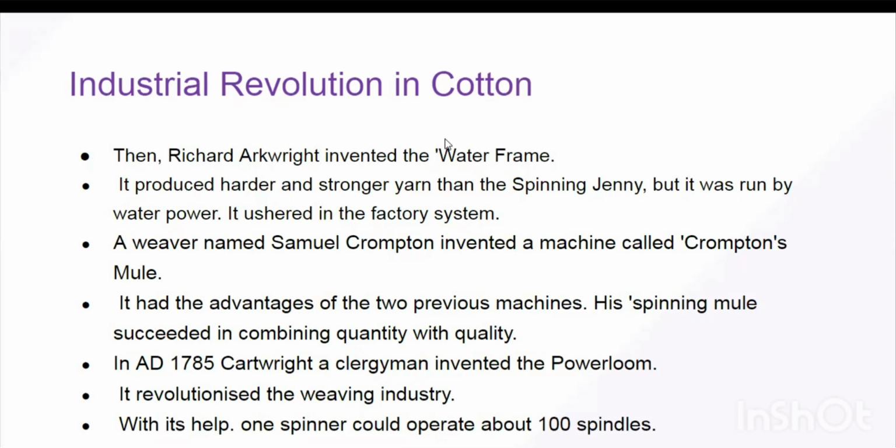So in terms of quantity and also in terms of quality, it was much better. Fine. Then in 1785 AD, we had Cartwright. He was a clergyman and he invented the power loom. So this further revolutionized the weaving industry. That is, one spinner could now operate 100 spindles. So these are the series of innovations in the field of the cotton textile industry. There are yet more which we'll cover.